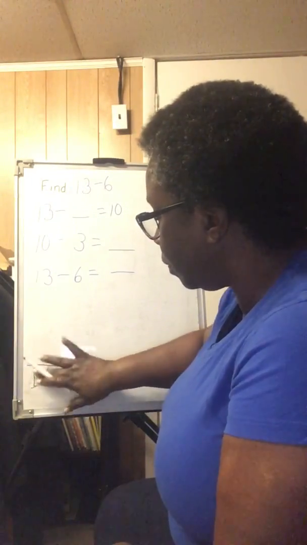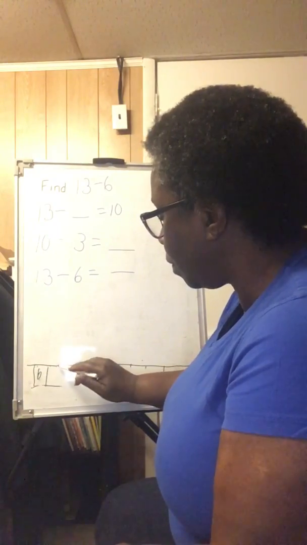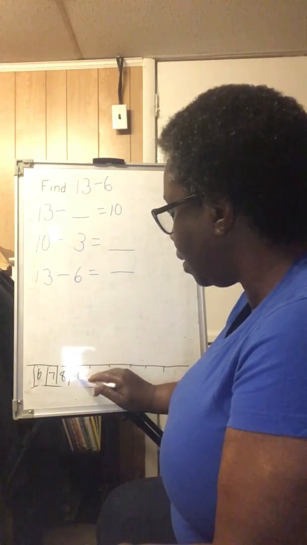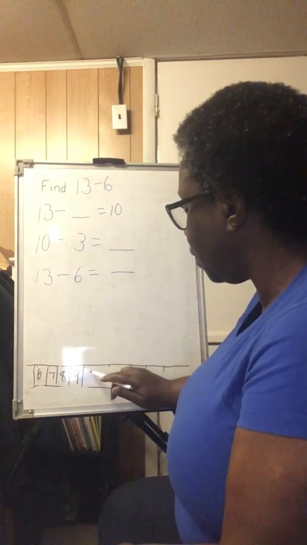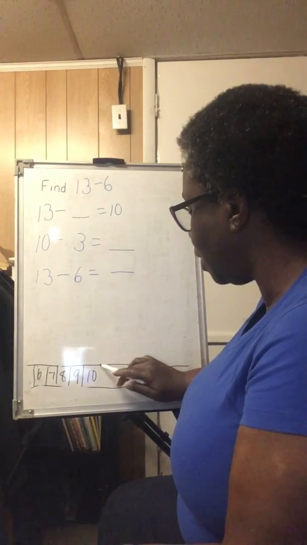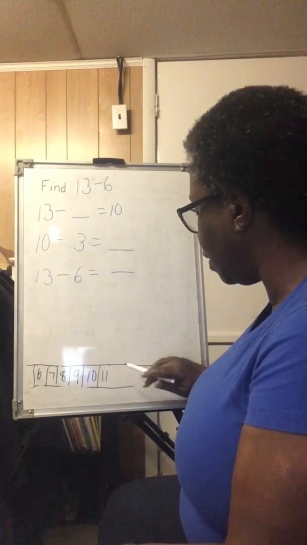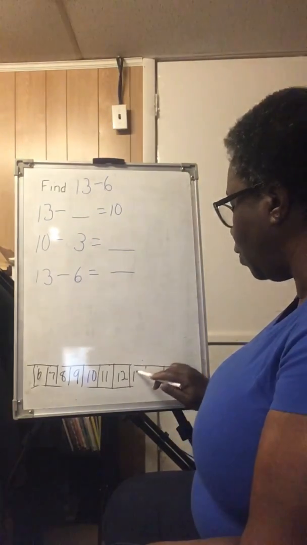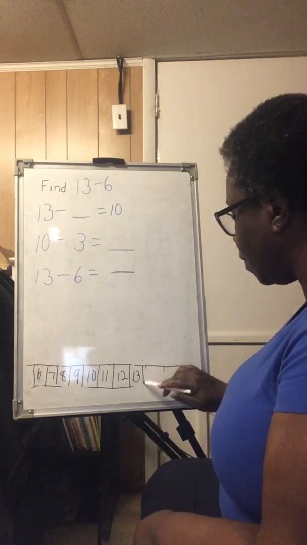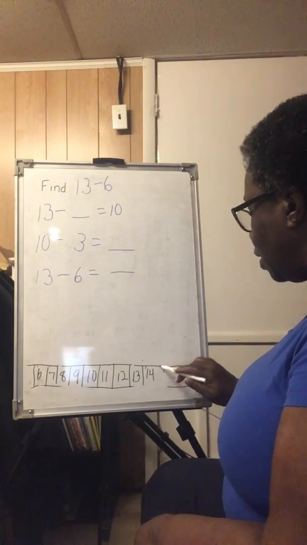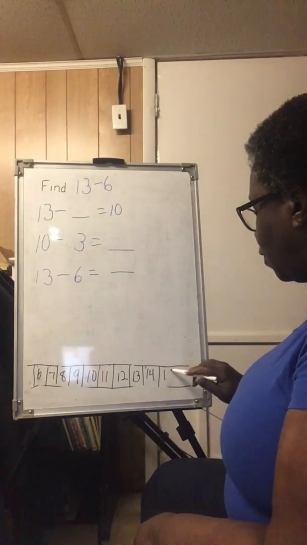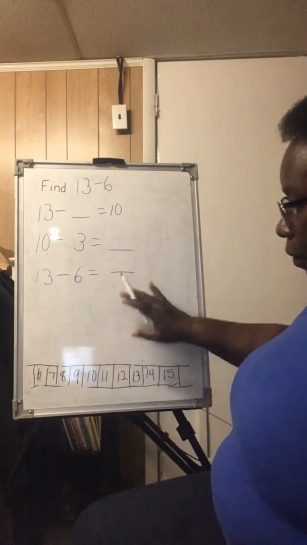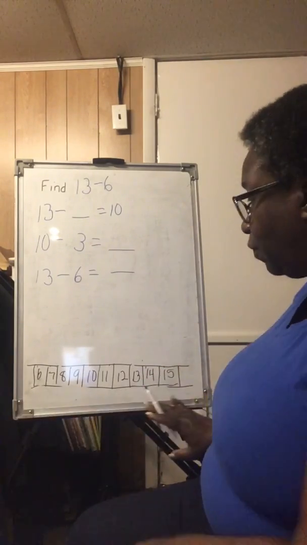Six, 7, 8, 9, 10, 11, 12, 13, 14, 15. Okay. Those are 15 numbers, okay? So we know we're always working through 6 through 15.